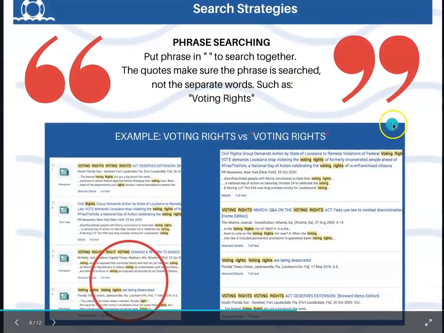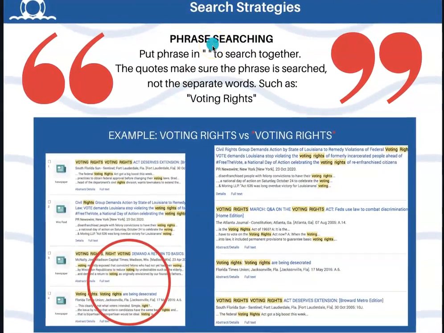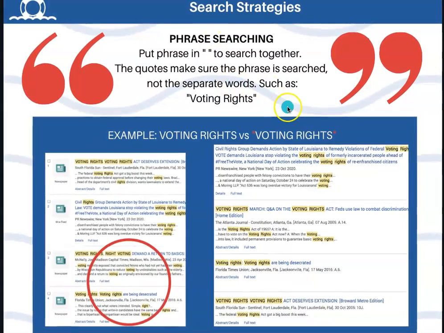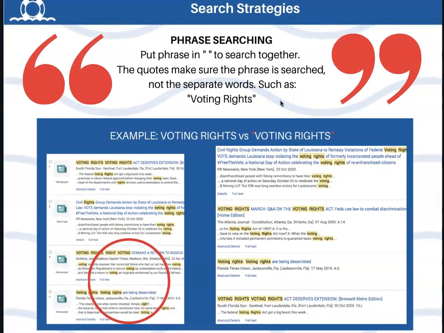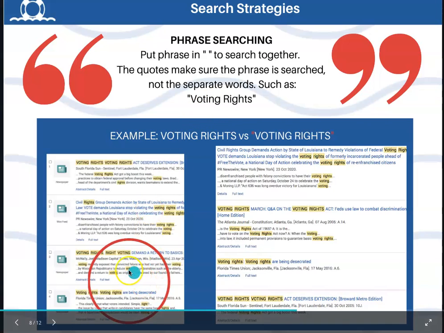The next part is phrase searching. Most people understand the concept immediately, but they don't understand why it's important. I use this probably a few times a day. You take your phrase, and it should be a naturally occurring phrase, not one that you've put together, like voting rights, environmental, global warming, things like that. And what you want to do when you put them in quotations is you make them search all together.